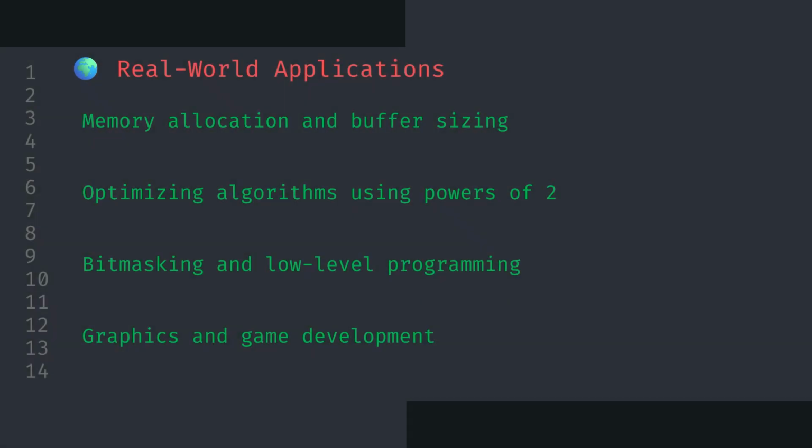Checking powers of 2 is common in computer memory and graphics. It helps optimize storage and algorithm efficiency. Game engines and hardware often rely on this check, and knowing this trick makes you a smarter coder all the better.